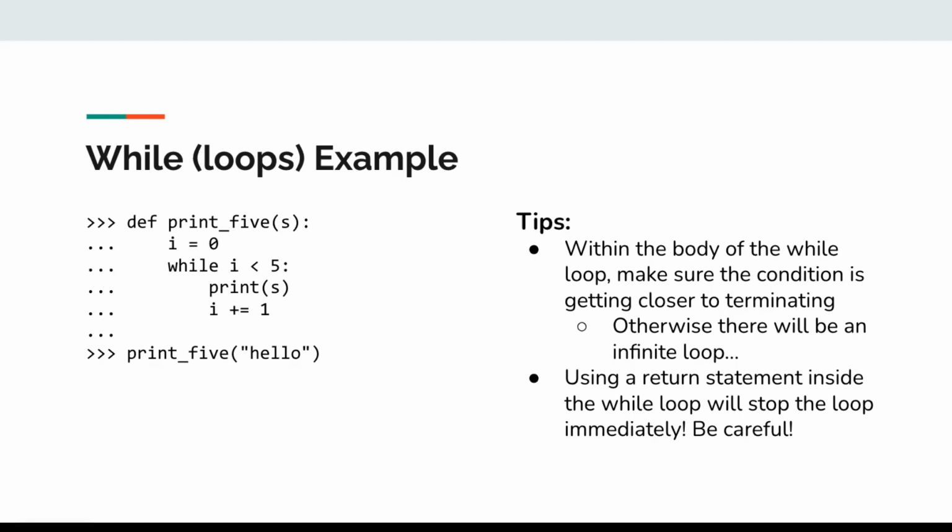Here's an example of a while loop. It's inside a function defined print5. We initialize i at 0, and then while i is less than 5, we're going to print s and then add 1 to i. So if we call print5 on hello, we pass in s as hello, and initialize i at 0. While i is less than 5, we print hello and then add 1 to i. So we're going to end up printing hello 5 times.